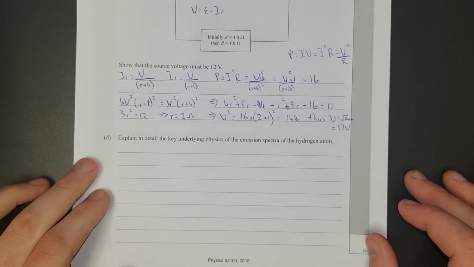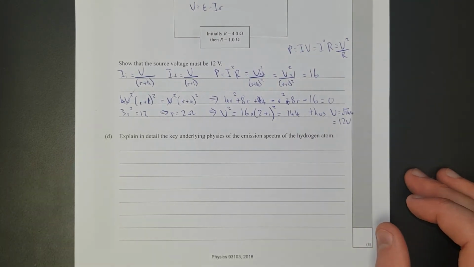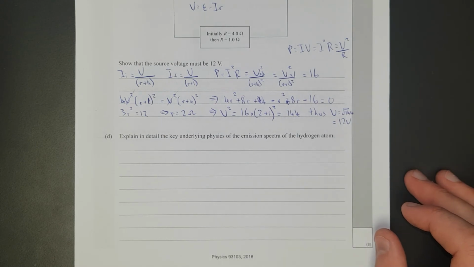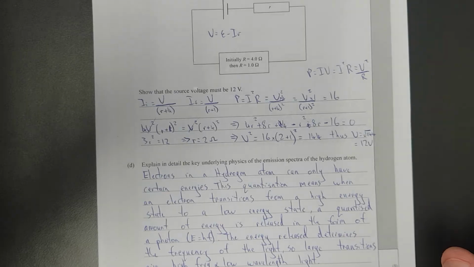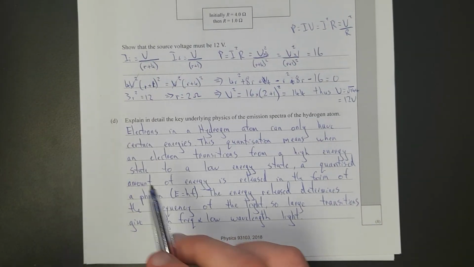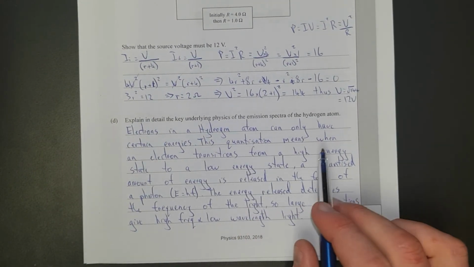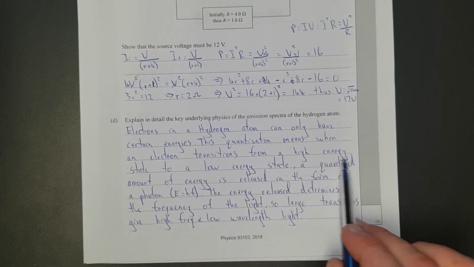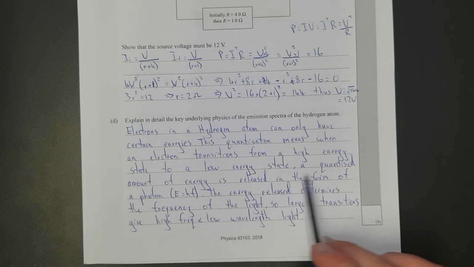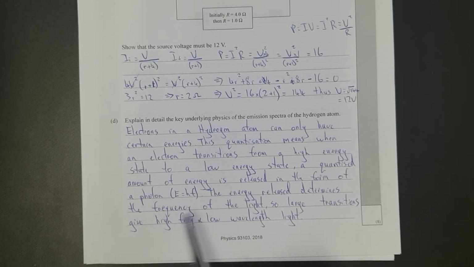Right. Explain in detail the key underlying principles of the emission spectra of hydrogen atom. Full stop. So I want to pause, write it, and then discuss. Right, so it said electrons in a hydrogen atom can only have certain energies. This quantization means when an electron transitions from a high energy state to a low energy state, a quantized amount of energy is released in the form of a photon. The energy released determines the frequency of the light, so large transitions give high frequency, low wavelength light.